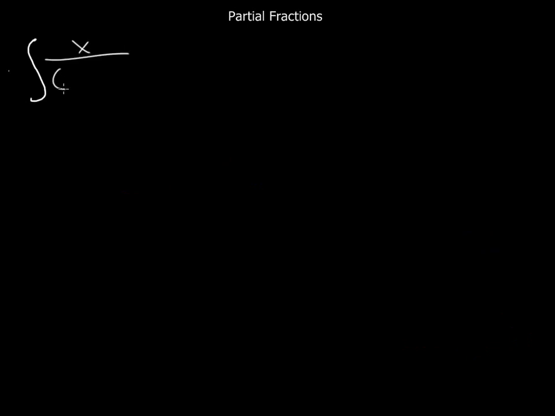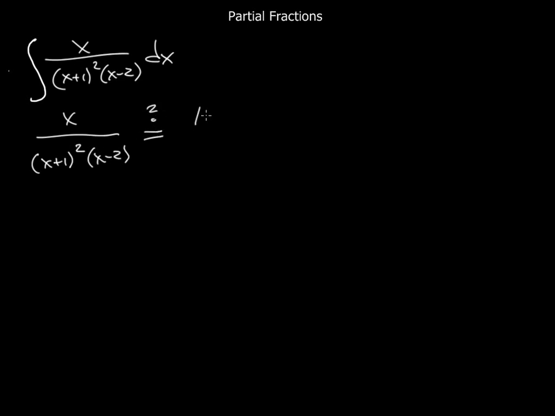Okay, let's look at another example. What if I asked you to integrate x over x plus 1 squared times x minus 2? Well, the bottom's already factored, so let's see if we can write x over x plus 1 squared times x minus 2 as something over x plus 1 squared plus another constant over x minus 2, and try to find A and B.